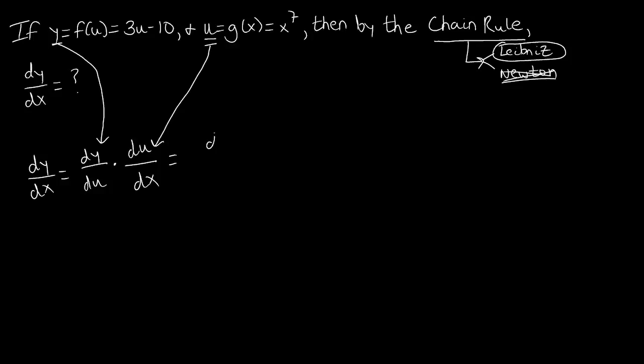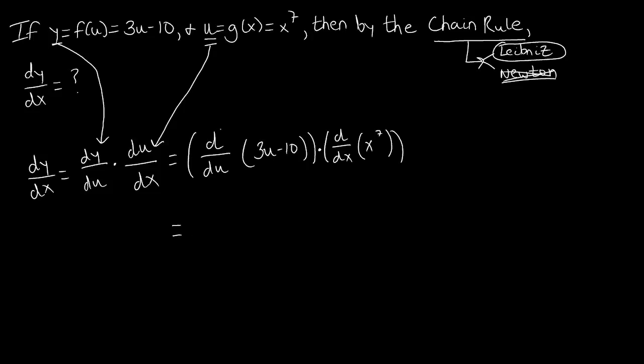So how we end up writing this is the derivative with respect to u of 3u minus 10, times, as we said before, so we're going to put brackets around this so we know what we're doing, and then we have times the derivative with respect to x of u, which is x to the seventh. So now that we have this written in this form, we've got to think about, okay, what does this mean? Well, we're going to take the derivative of this function with respect to u. So any power rule, chain rule, product rule, quotient rule that we use is going to do that to any u term that we have in our function that's inside this parentheses.